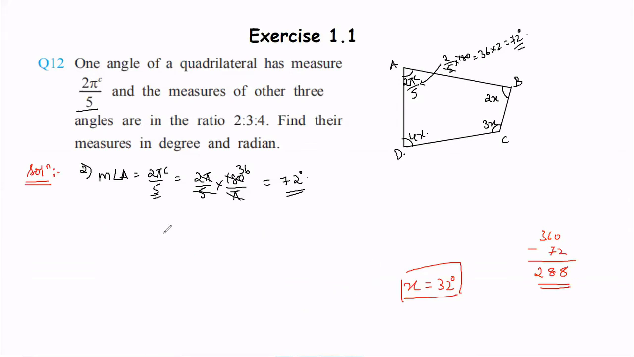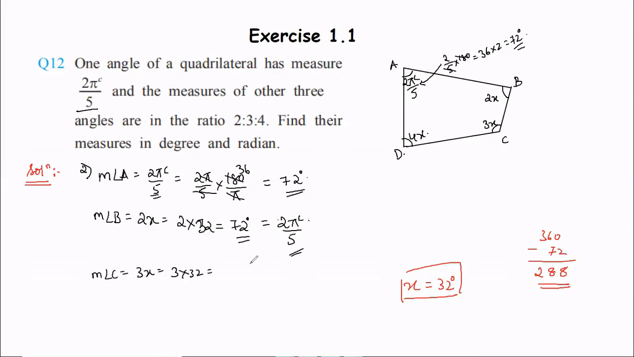Measure of angle B is equal to 2x, which is 2 into 32. That gives you 72 degrees again. And as you know, it's equivalent to angle A, so I can directly write 2 pi by 5 radians as its radian measure.